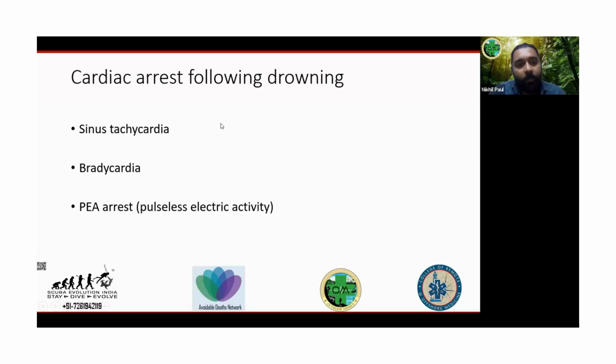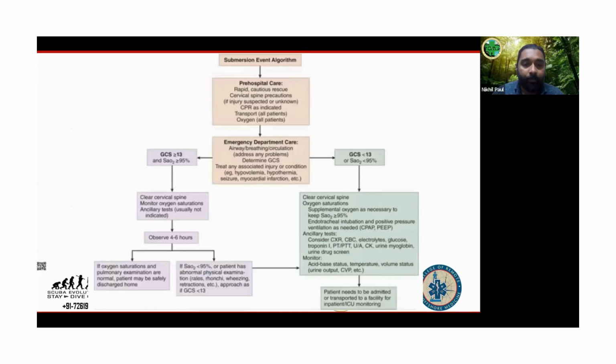So a little bit of detail about cardiac arrest following drowning. Usually we have a cardiac arrest which is non-shockable in case of drowning. Usually the rhythms we come across will be a sinus tachycardia or a bradycardia or a pulseless electrical activity. So we may not get ventricular fibrillation or ventricular tachycardia. If there is a shockable rhythm in a cardiac arrest following drowning, there might be some secondary causes which have caused the drowning as well.